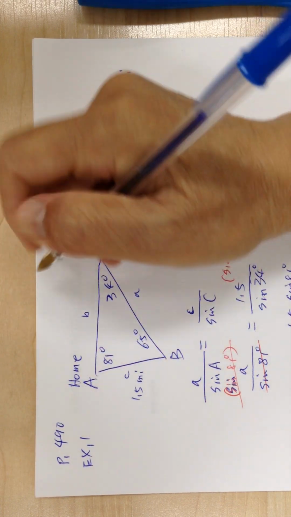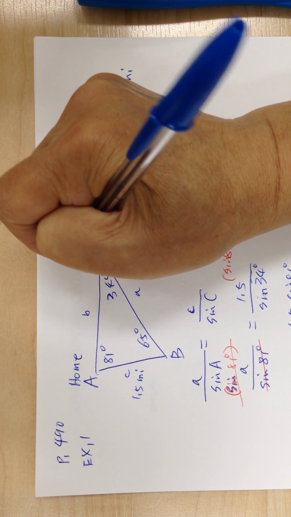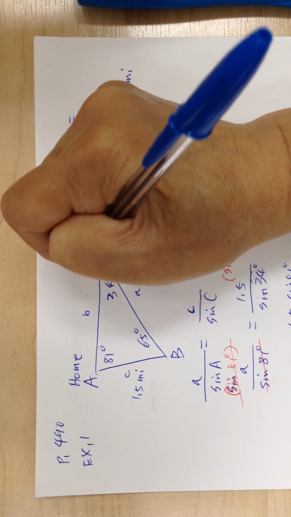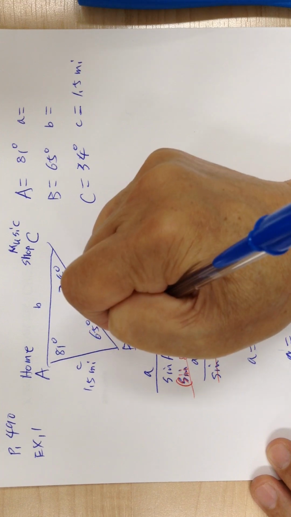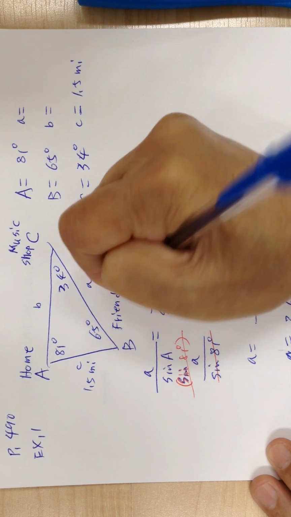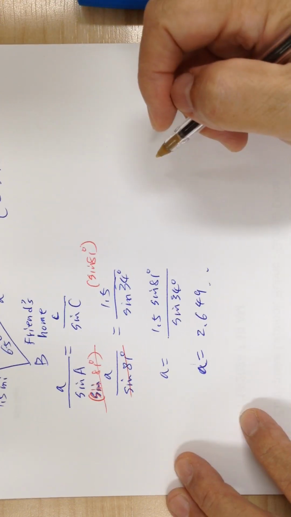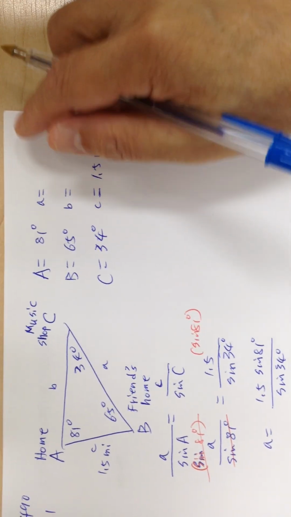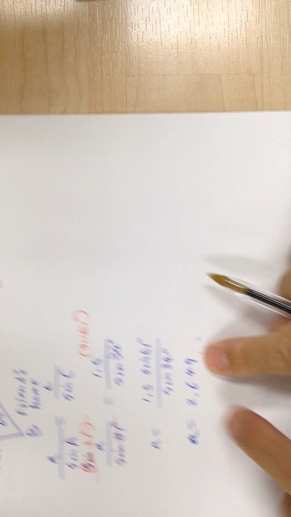And so this is the home, and this is the music shop. And this one is friend's house. Okay, so don't worry about that. I'm going to round it to one decimal place for now, but keep this number over here.